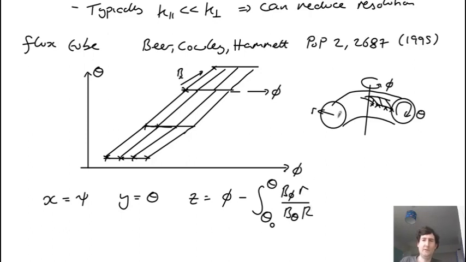The major radius here is big R. Okay, and that's integrating theta. So this is a coordinate system we saw in an earlier lecture, and one way of using it is as a flux tube. There are a couple of ways of dealing with this.